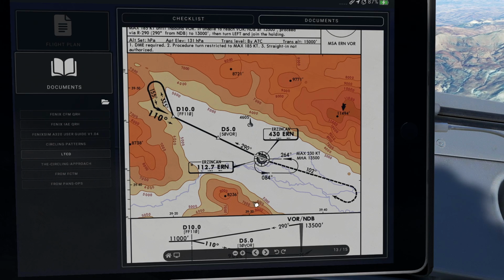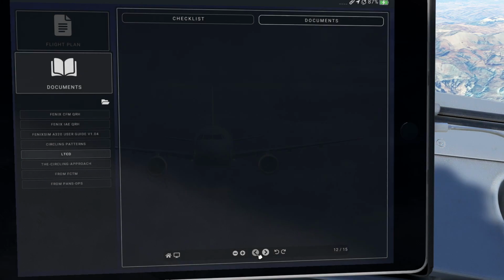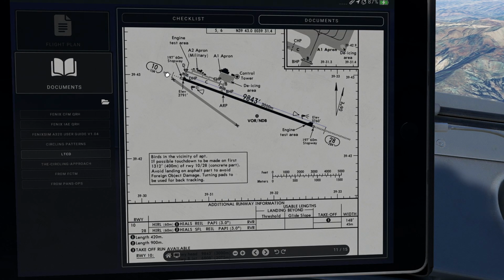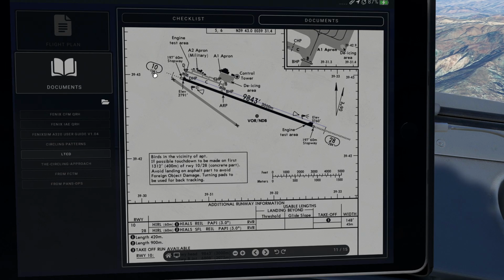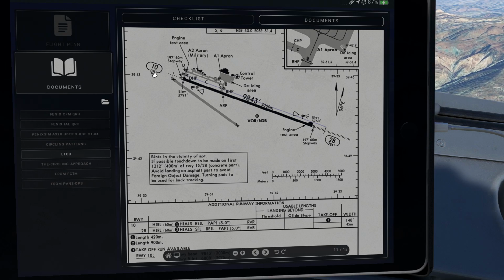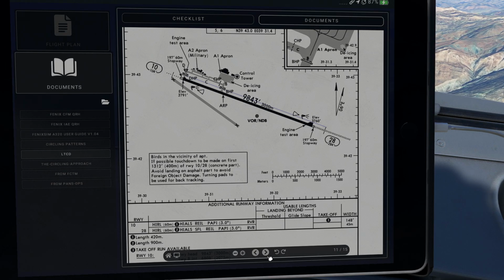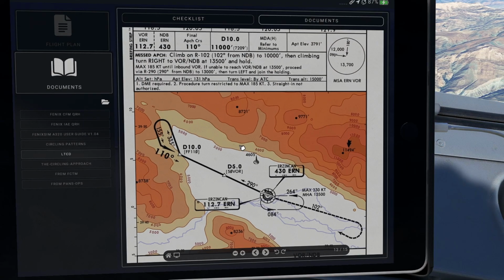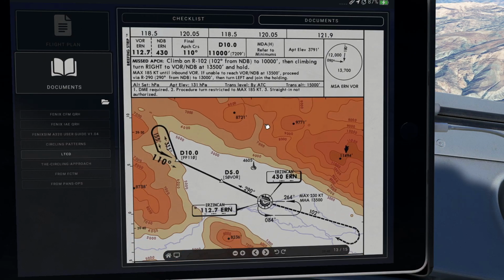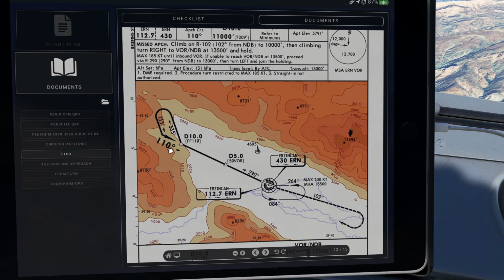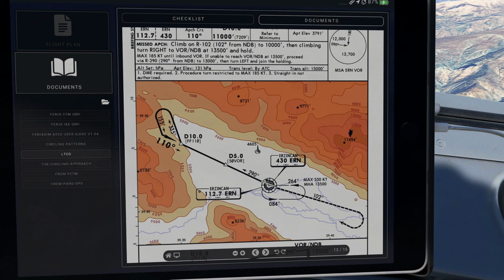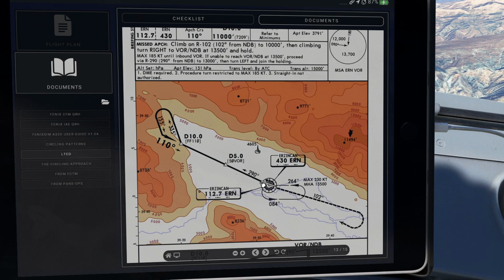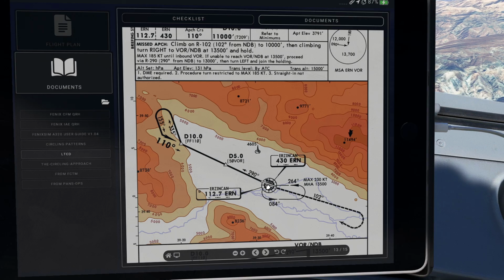If we go to the airport diagram, you see that the runway heading or course for runway 10 is 104 degrees, but the final course for VOR Alpha is 110 degrees. It means that there are 6 degrees difference between the final course and the runway direction of runway 10.